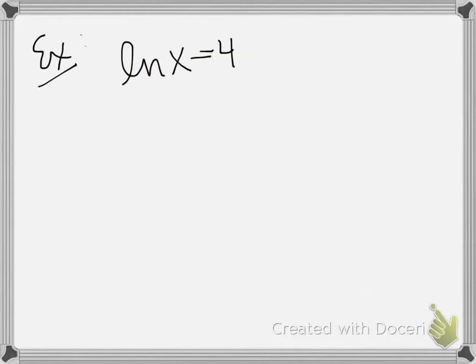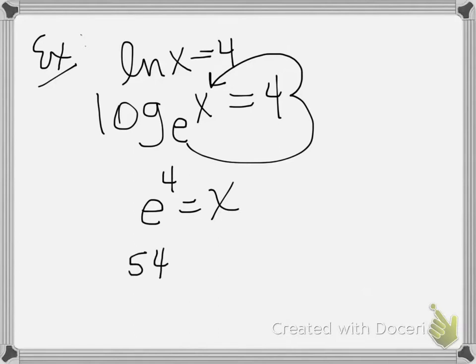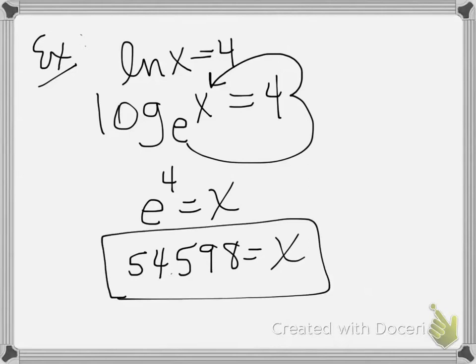For the next example, I have ln x equals 4. So we could rewrite this as log base e of x equals 4, because as I told you at the beginning of this video, ln x is the same thing as log base e of x. If I rewrite this problem, e to the fourth power equals x, and I could put e to the fourth power in my calculator, and it turns out to be 54.598 equals x. And that's my solution.